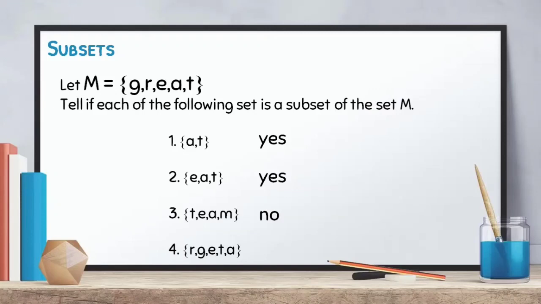How about number 4? We have RGETA. Definitely, it is also a subset of our set M. So the set itself is also considered a subset of our set, right? So again, the set itself is also considered a subset of our set. Okay, you have to remember that.